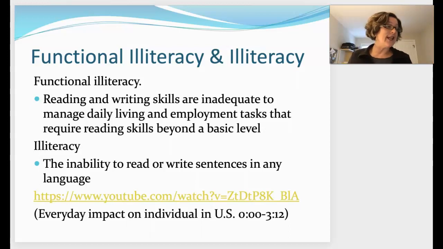So again, today we're going to mainly be talking about a mixture between these two. Probably leaning more to functional illiteracy, but instead of always saying functional illiteracy, I will probably say illiteracy. It's this combination of having some skills to get by on a daily basis, but not enough to really go much beyond the basics.